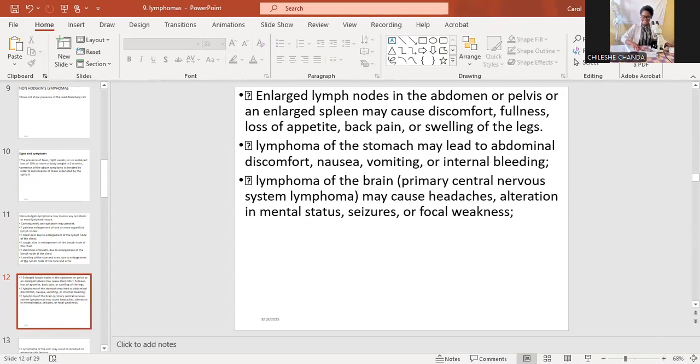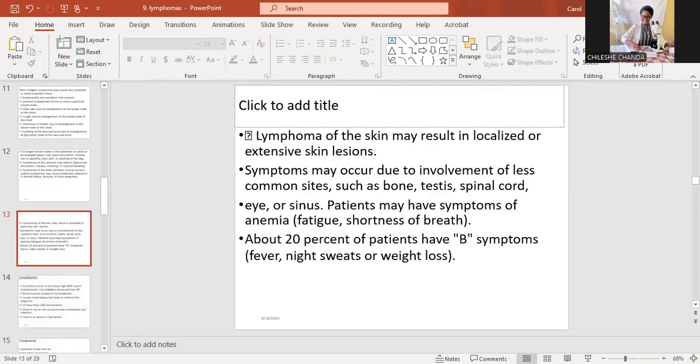So enlarged lymph nodes in the abdomen or pelvis or an enlarged spleen may cause discomfort. Patient may start feeling abdominal fullness or bloating. Patient may lose appetite, also known as anorexia. Patient may have back pain, swelling of the legs. If there's lymphoma of the stomach, there could be abdominal discomfort, nausea, vomiting, or internal bleeding. Lymphoma of the brain may cause headaches, alteration in mental status. Patient may have seizures and weakness.